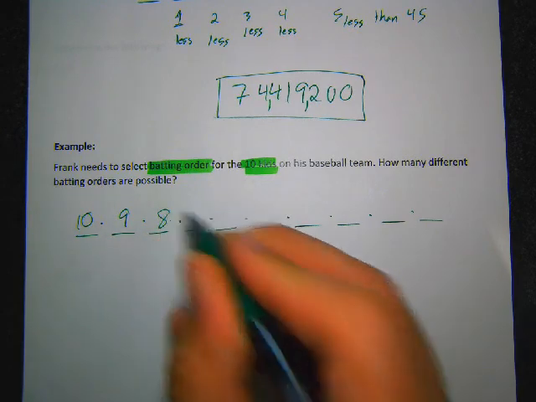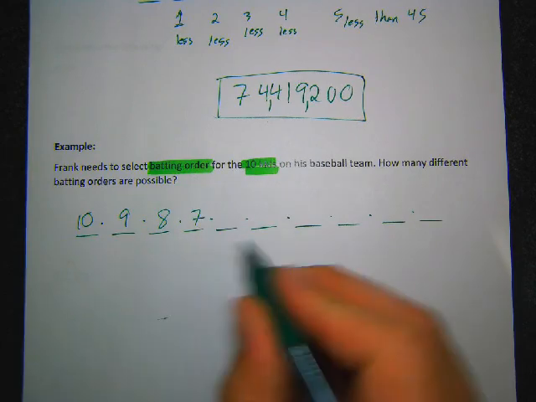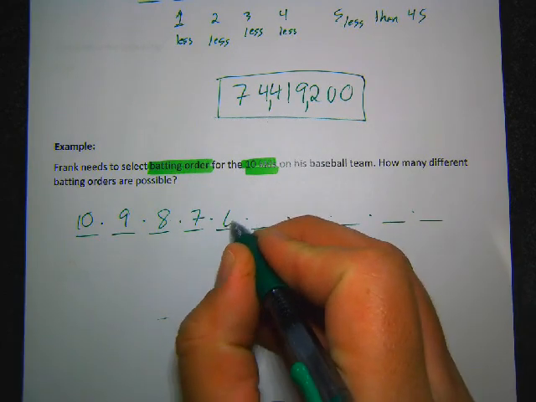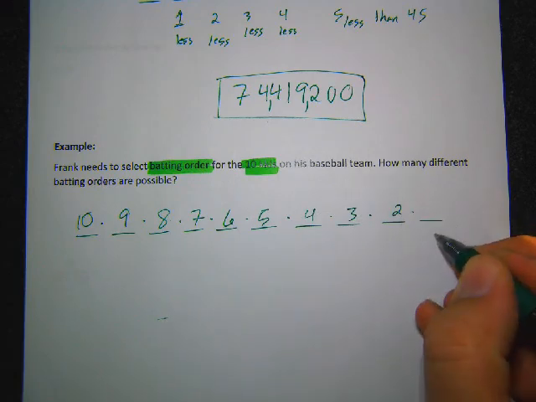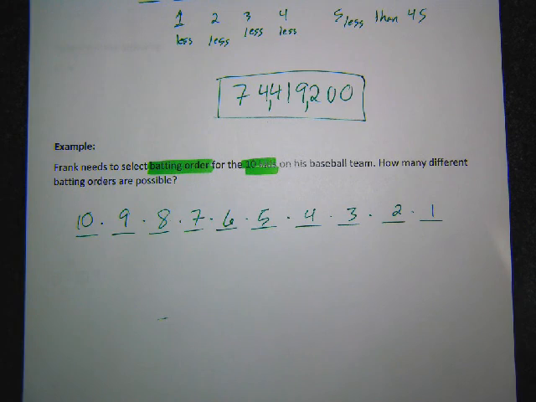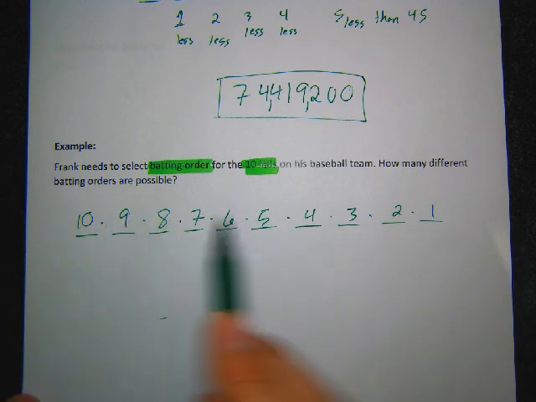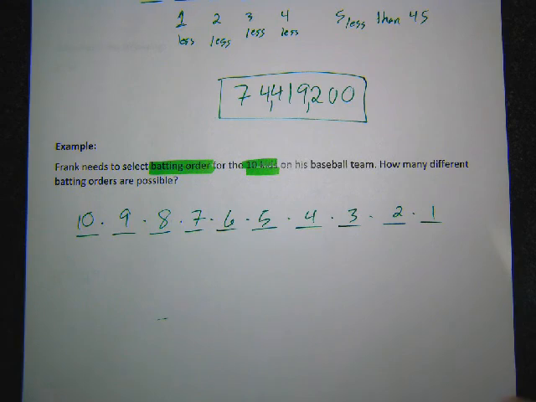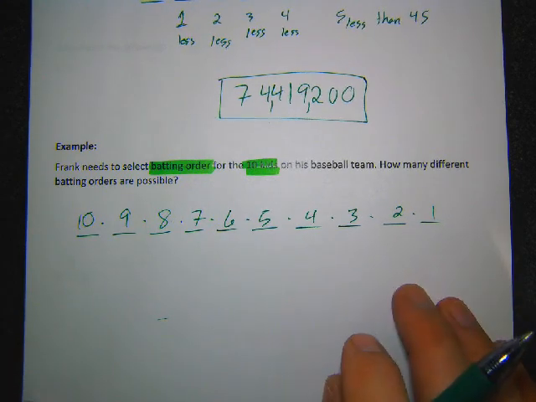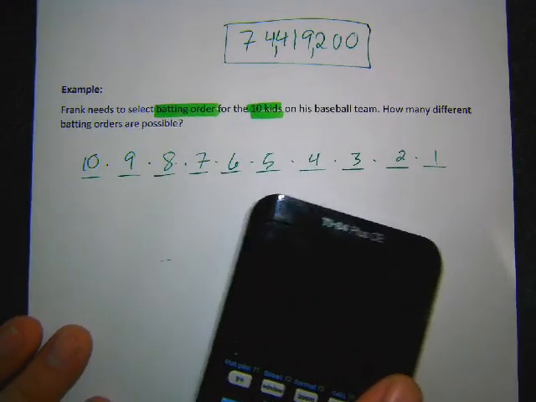Next one, he's going to have 8, because now he's picked 2 kids. After he's picked 3 kids, he'll have 7 left. And I think you kind of see the pattern, right? It's just going to keep going down. 6, 5, 4, 3, 2, until he gets to the last person, and he's got 1 person left at the end. This would be how many possible orders. So there's 10 different people to pick for the first one, then 9, then 8, and at the end there's only 1 possible person left. And multiplying this will tell us how many different ways we can order these 10 kids for his baseball team.